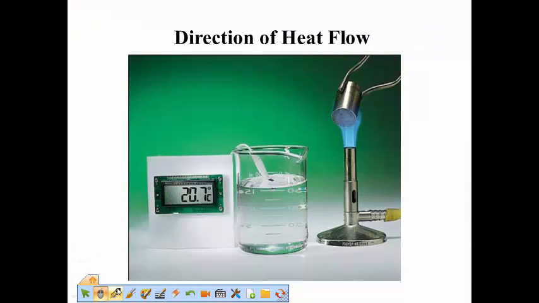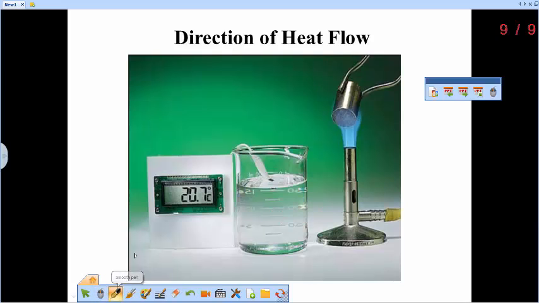The direction of heat flow is pretty straightforward. If you take this water at 20.7 degrees Celsius and you heat this metal up, you know that the temperature of this metal is going to be higher than the temperature of the water. When you place the metal into the water, the heat will flow from the higher energy to the lower, until the metal and the water have reached a thermal equilibrium, where the temperature remains constant.